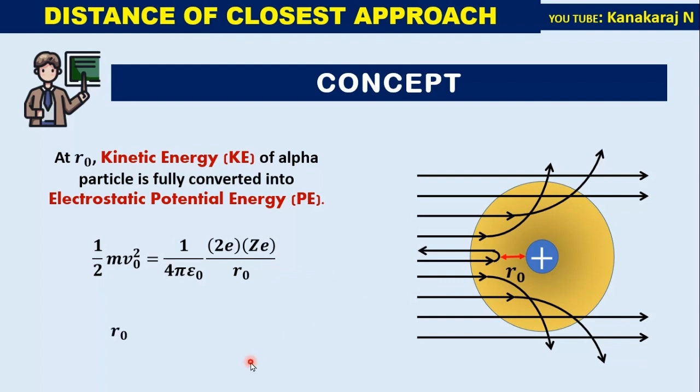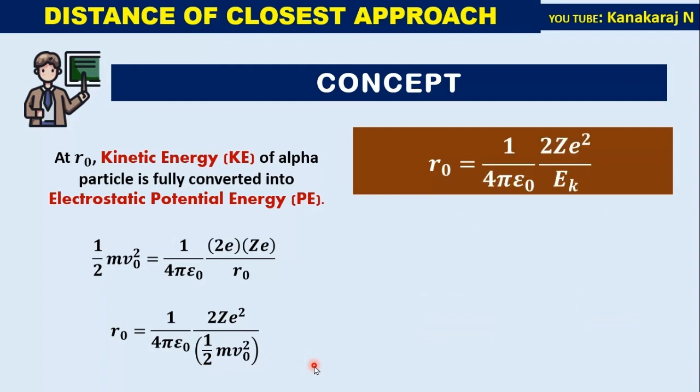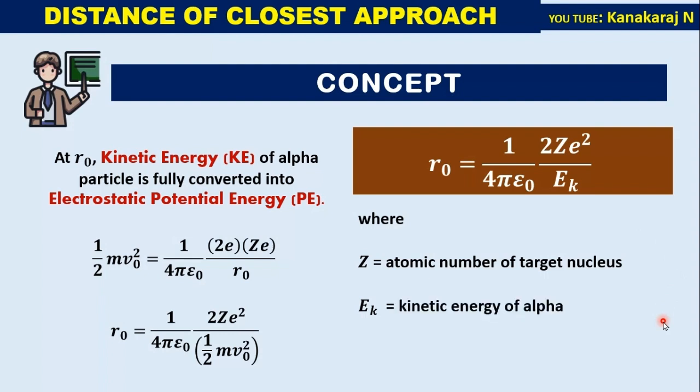On simplifying, R0 equals 1 upon 4 pi epsilon naught 2 Ze square divided by half m v0 square. From this equation, we can write R0 equals 1 upon 4 pi epsilon naught 2 Ze square divided by the kinetic energy Ek, where Z is the atomic number of the target nucleus, Ek is the kinetic energy of the alpha particle, and e is the charge of the electron.